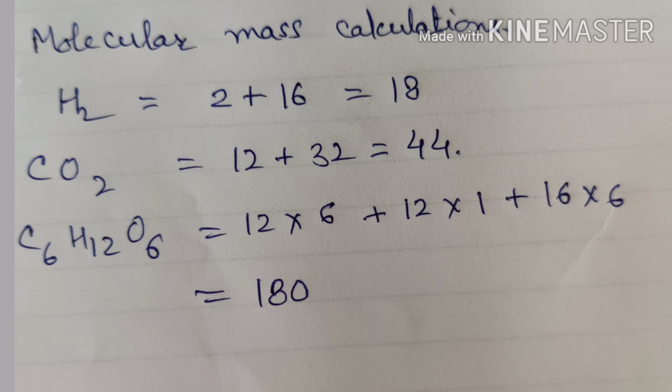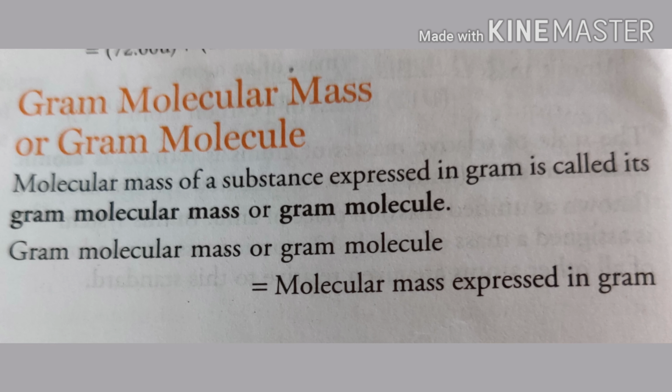Now for the carbon dioxide, the formula is CO2, that contains 12 gram of carbon and 32 gram of oxygen. Atomic mass of oxygen is 32, so total is 44. Now for the glucose, C6H12O6 contains 6 atoms of carbon, 12 of hydrogen and 6 of oxygen. The molecular mass is equal to 180.